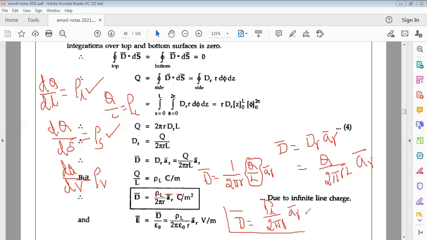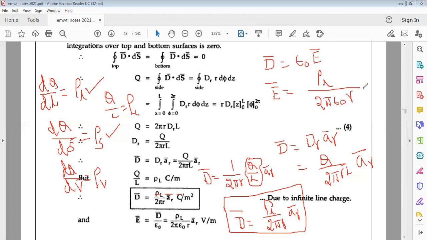There, we got the electric flux density D bar. The relation between electric flux density and electric field intensity is D bar is equal to ε0 into E bar. So we need E bar. E bar is equal to D bar by ε0. What is D bar here? E bar is equal to ρL by 2πε0r into ar.